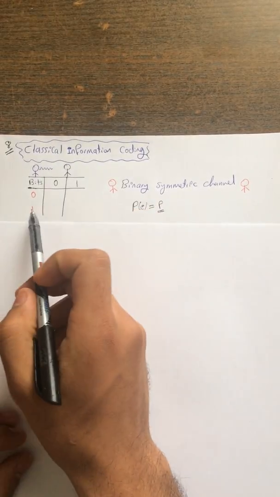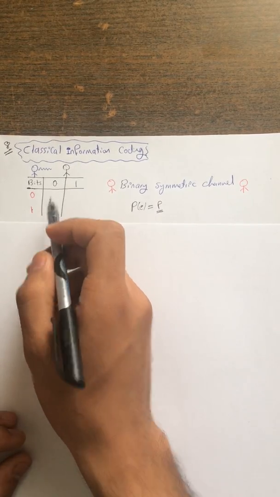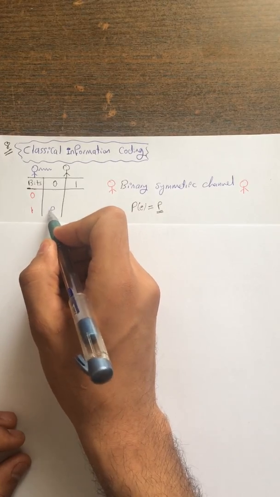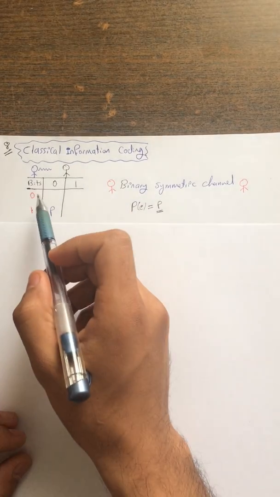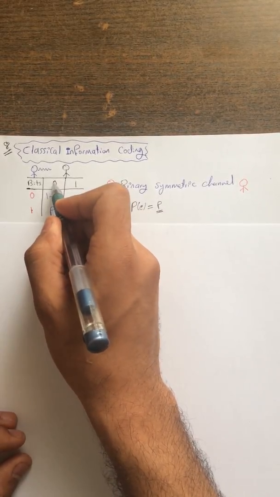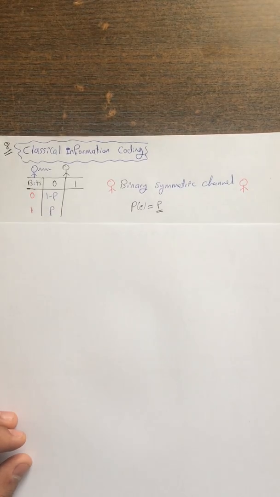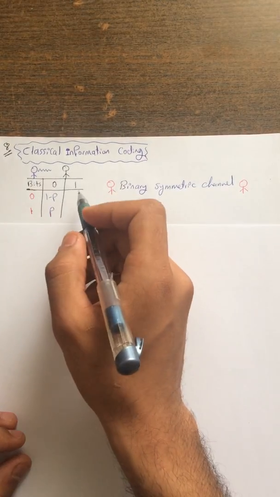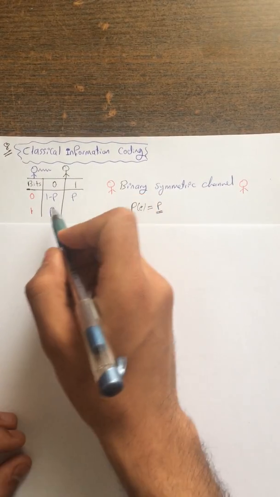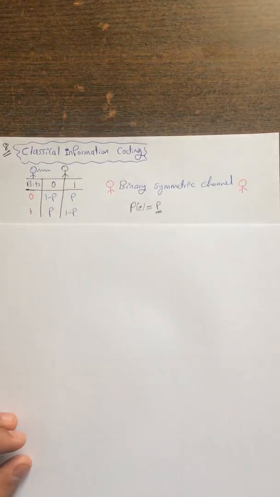If I transmit 1 and it becomes 0, it's flipping, which means an error has happened, with probability P. But for 0 it's 1 minus P: 0 will transform to 0 with probability 1 minus P. For 0 to 1, the probability is P, and for 1 to 1 it is nothing other than 1 minus P.